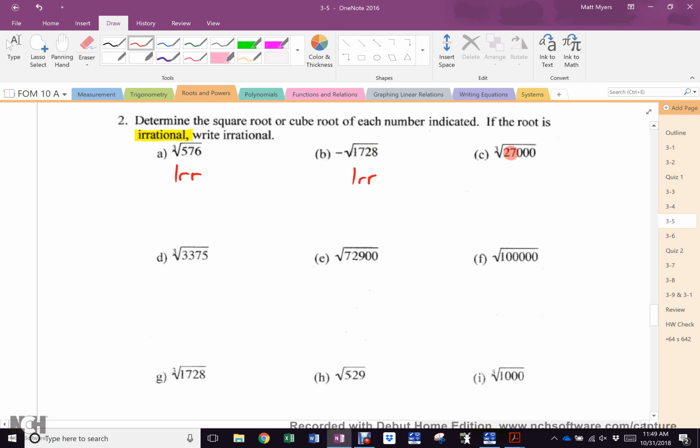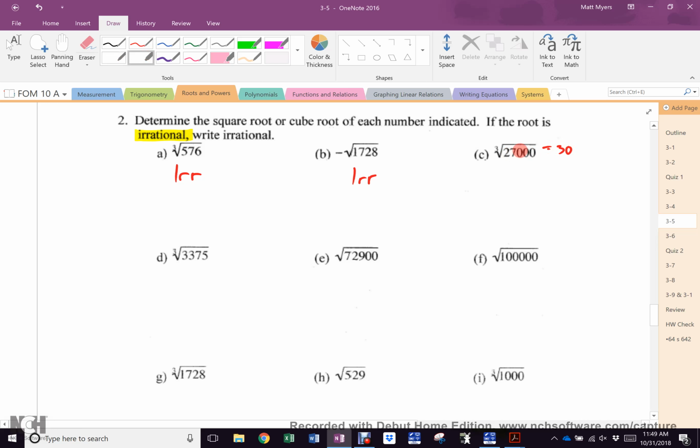Now we get to this. This is the first one that I wanted to talk about because after you use your calculator, hopefully, you should have said, oh, that's interesting. Maybe there's something more there. When you did that with your calculator, what'd you get? 30, correct?